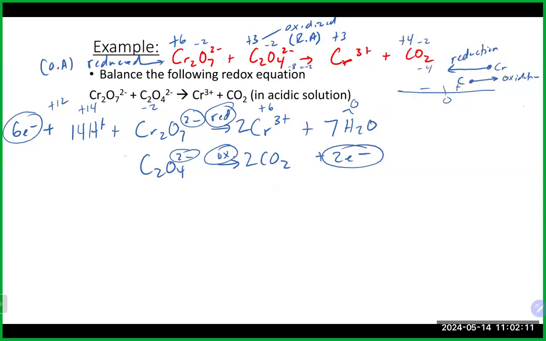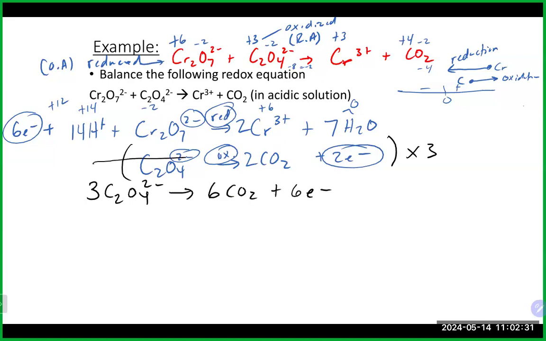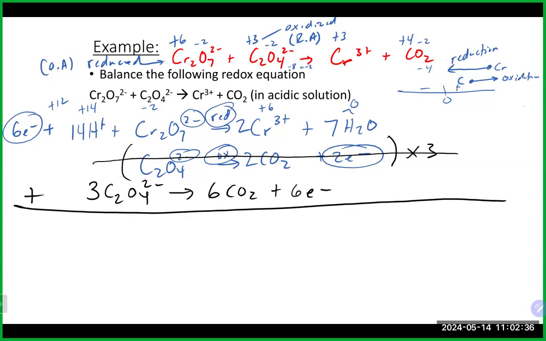And in this case, we do need to multiply the bottom guy there by 3 to get us to 6 electrons in each. And if we do that, I'm just going to rewrite just the bottom one. I think that will give me 3 C2O4 2-, 6 CO2 and 6 electrons. Just going to put a line through it now. And now we are ready to add these together. We got 6 electrons canceling. And I believe that should be it in terms of the cancellation.